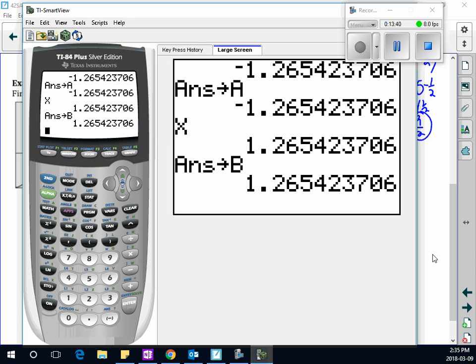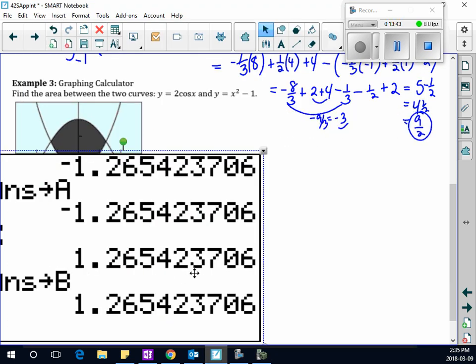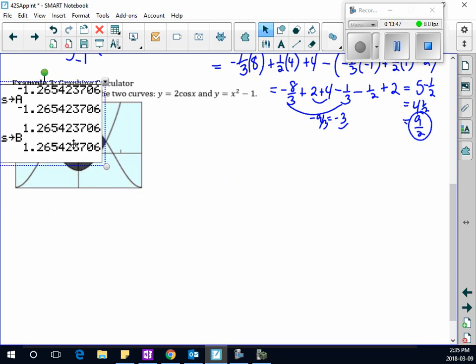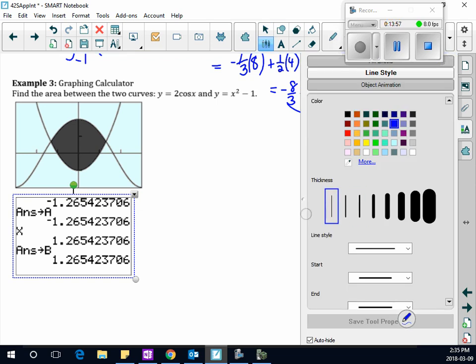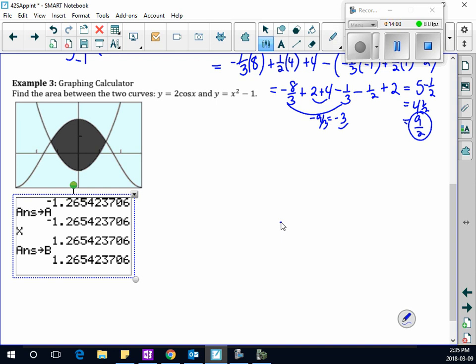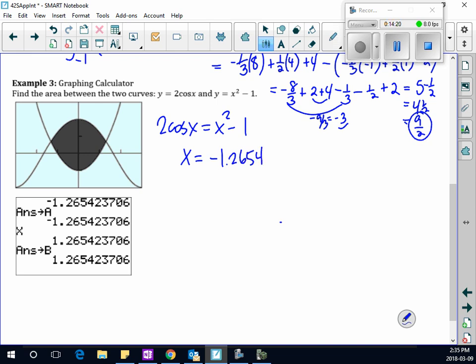Okay, so now to get full marks on the exam, I just want to show you what you need to do. Because this is calculator, you still have to show work, right? It's not just, here's the answer, because this might be a 3-mark question or something like that. So you could say y equals 2 cos x, sorry, we're going to solve it. So 2 cos x equals x squared minus 1, x equals negative 1.2654, and you could just go plus and minus. Very good.